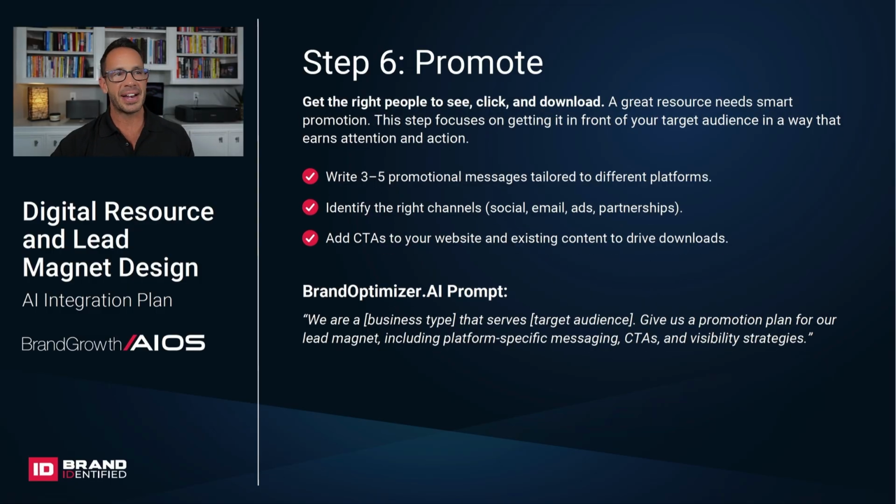And then finally moving on here into step number 6, and that is to promote. Get the right people to see, click, and download. A great resource needs smart promotion. This step focuses on getting it in front of your target audience in a way that earns attention and drives action. So write 3 to 5 promotional messages tailored to different platforms. Identify the right channels, whether that's social, email, ads, or partnerships, and add calls to action to your website and existing content to drive more downloads.